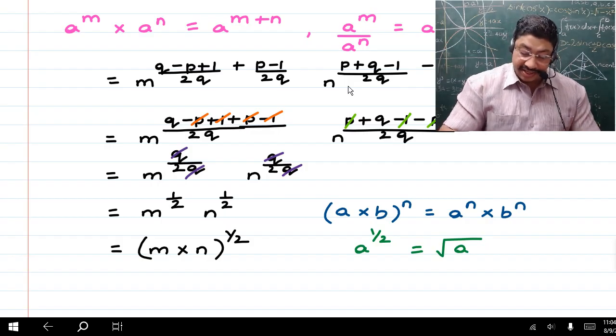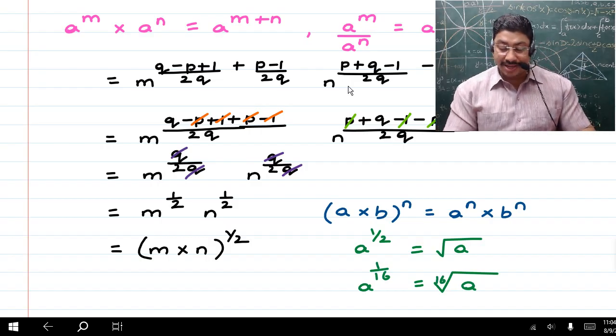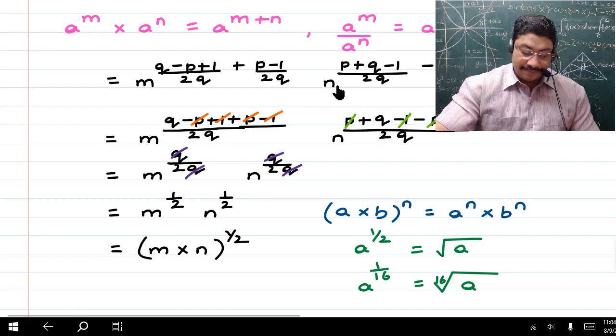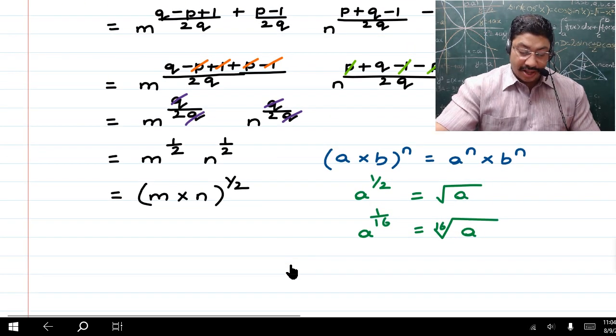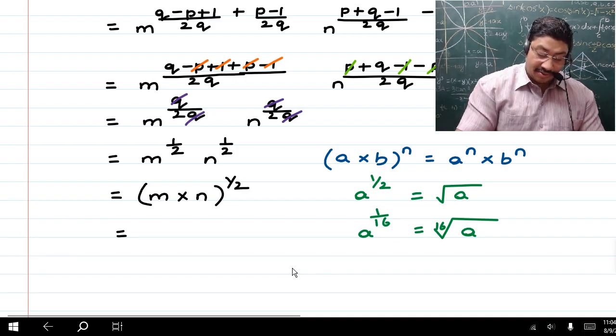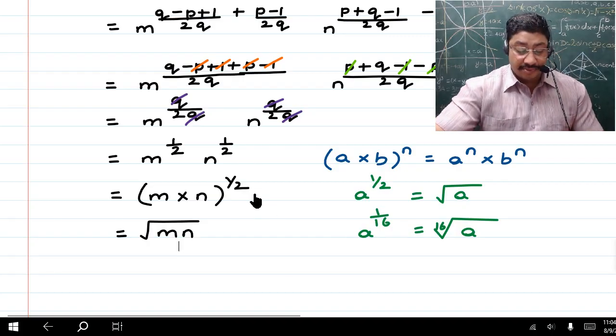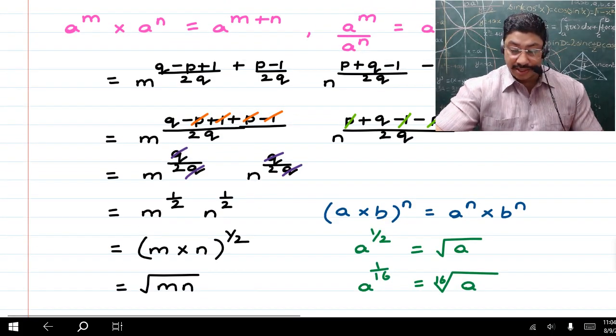Likewise, if we would have had the power of a to be 1 upon 16, it would have become the 16th root of a. That is, in this valley-like structure you write 16. Okay, now children, after this we will write what they actually have become. That is, we now have root of mn, which becomes the final answer. And if you remember, children, this is what we had to show.